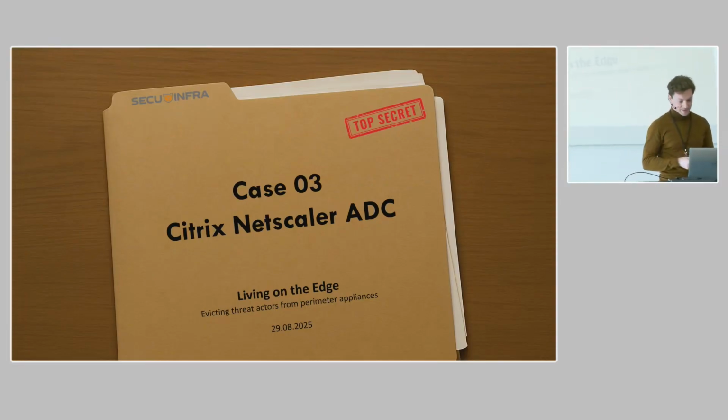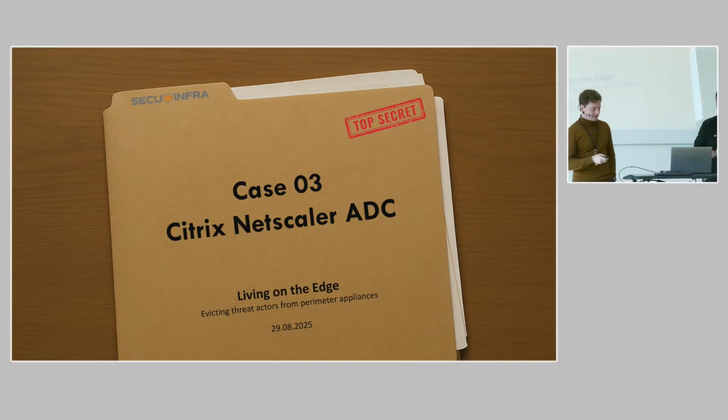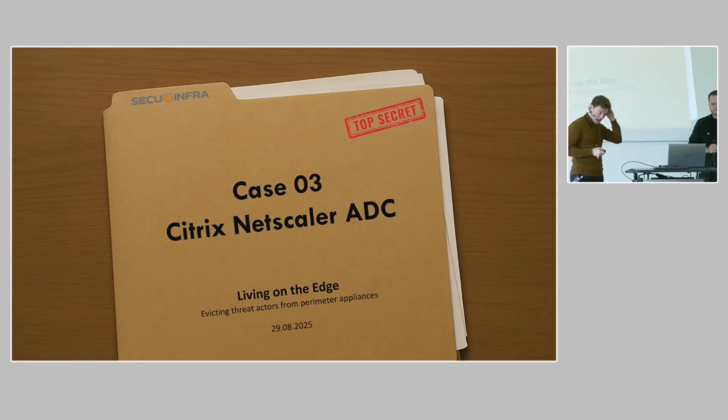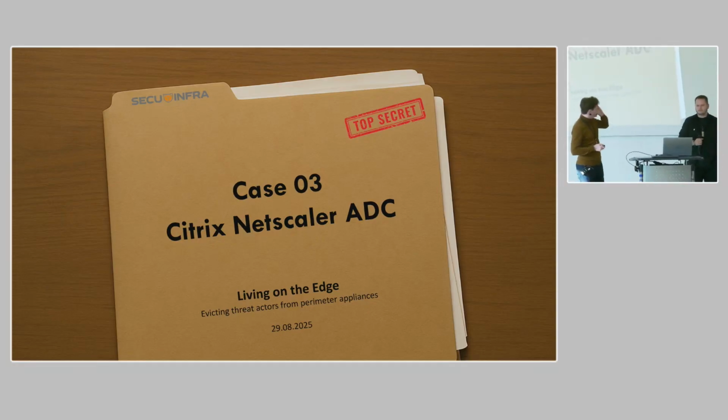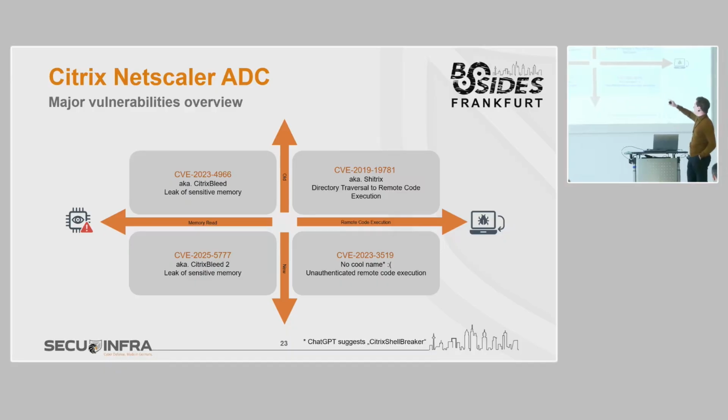So case number 3, Citrix NetScaler ADC. Probably everybody knows what NetScaler is, so I'm going to skip the definition. And we're not going to talk about 1 or 2 vulnerabilities. We're going to talk about 4 in total. So basically, to make a bit of sense here, we have on the right side some remote code executions.